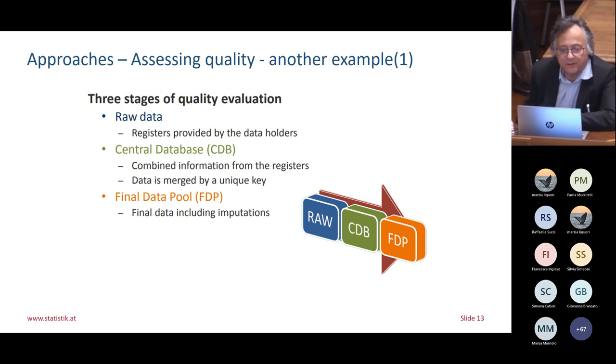Another example is to have here a stage-wise approach for quality assessment. We have here three phases. We have the raw data registered, provided by the data holders, then combined in a central storage, in a central database. So we combine this information from the registers, and we can merge it hopefully by unique key. And we have then final data, including imputation.